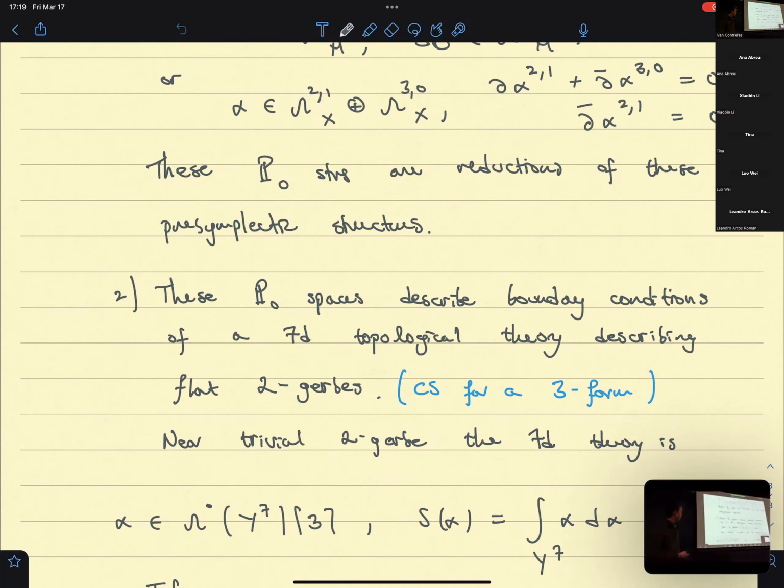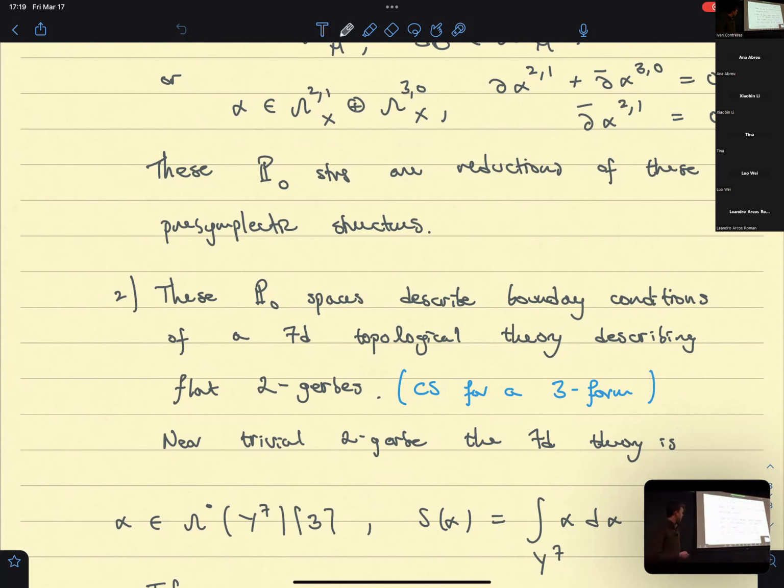And I'll spell out right now how each of the examples I just gave can be understood as certain Lagrangians in the phase space of a topological 7-dimensional theory, which describes flat two-gerbes, flat abelian two-gerbes. And you can think about flat abelian two-gerbes concretely as Chern-Simons theory, but for a three form in 7 dimensions.